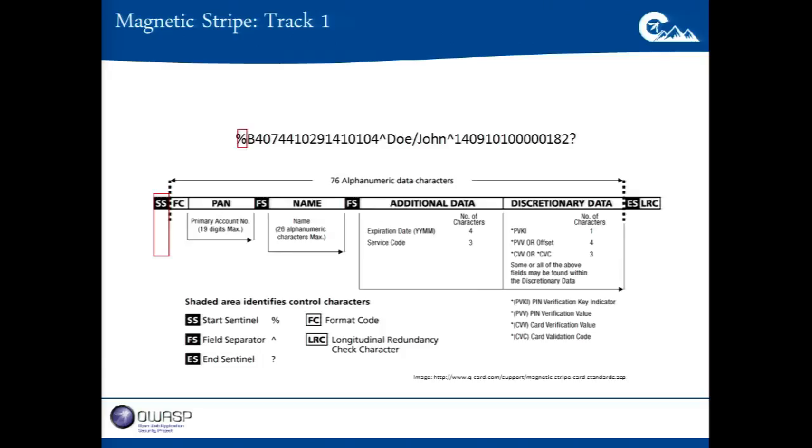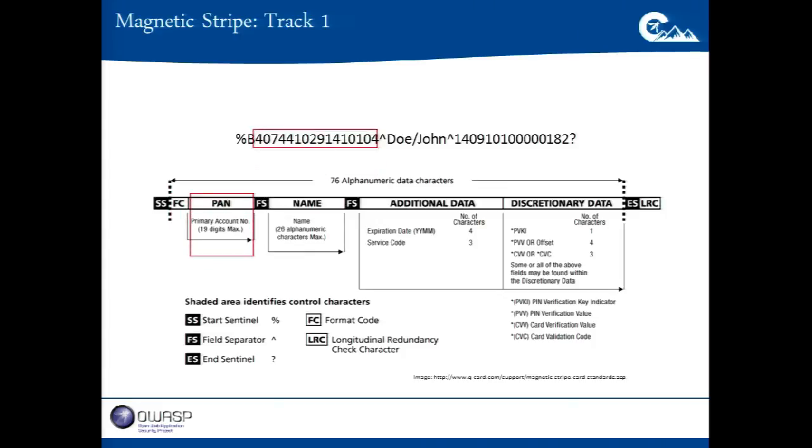It starts with a start sentinel. It's nothing but just some characters to tell that, hey, what follows after me is the credit card number. So that's the start sentinel. It's usually a percent sign. After that, what you have is a field separator, because there are multiple fields. The field separator is usually either a caret or a B.